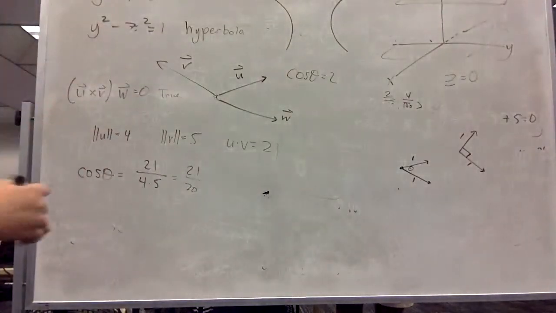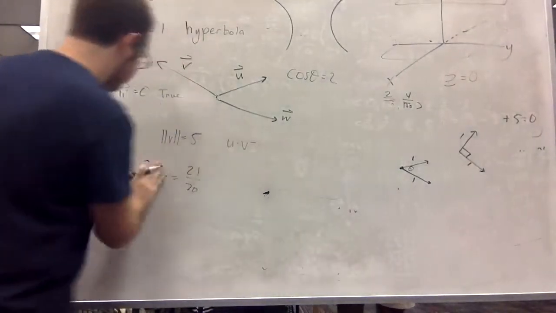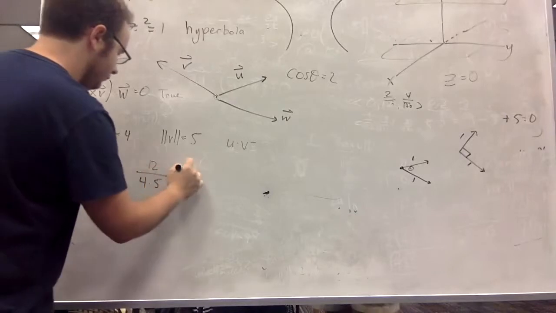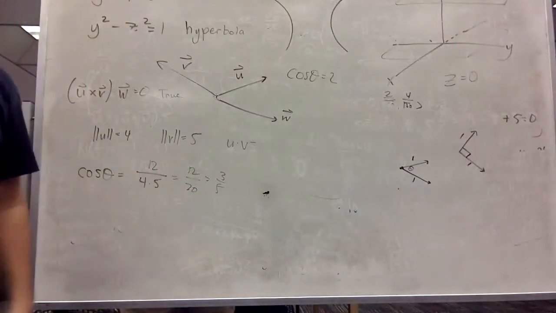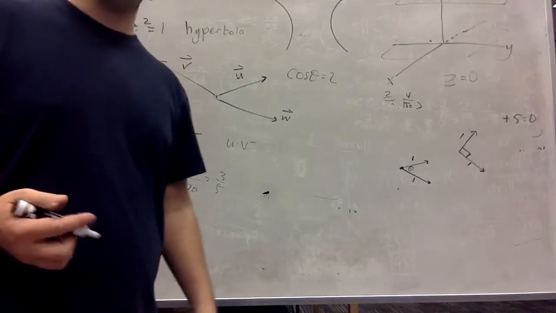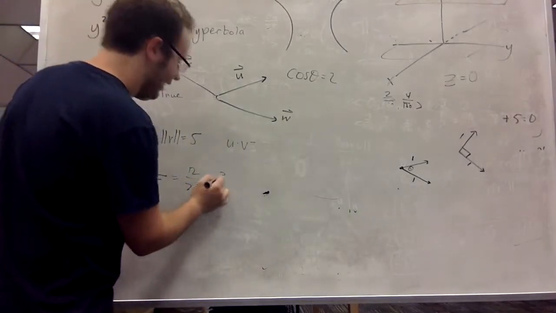So if it's 12, that's 3/5. Can you come up with some angle for which cosine theta equals 3/5? Yes, it's possible. You probably should grab a calculator for that one. It can be done.